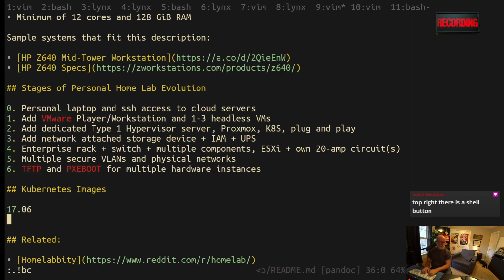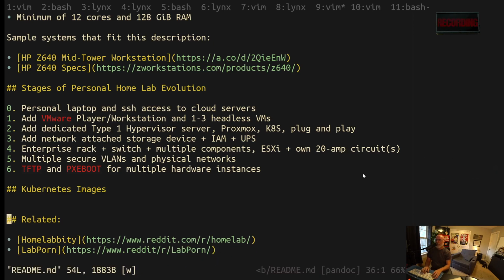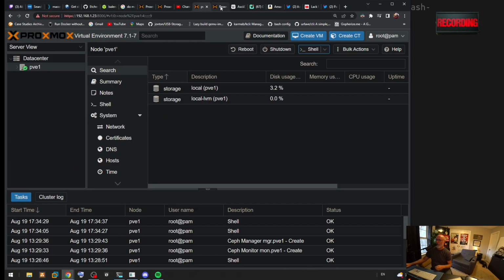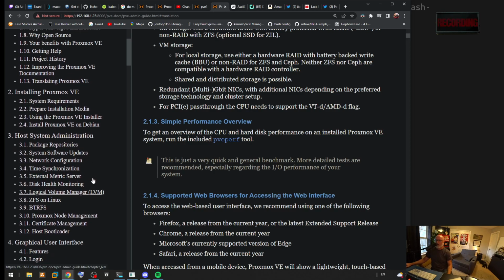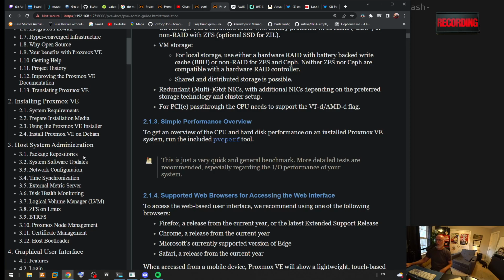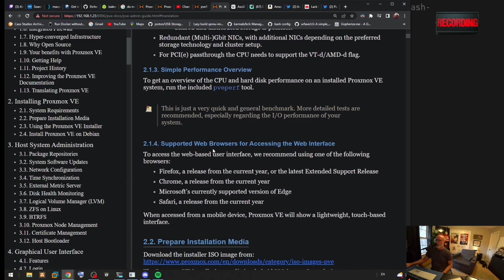What are we doing on time here? 5:35. We have an hour before Q&A time. Okay, so back to reading of the docs. I'm probably going to stop after reading the installation guide, and we'll do chapter 3 tomorrow or some other time. So, supported web browsers for accessing the web interface. To access the web interface, we recommend using one of the following browsers: Firefox, Chrome, Microsoft Edge, Safari.